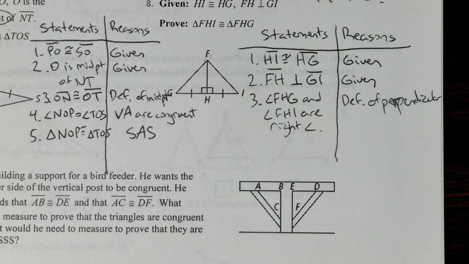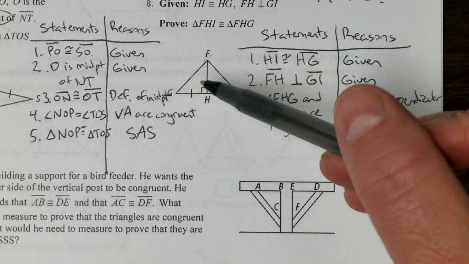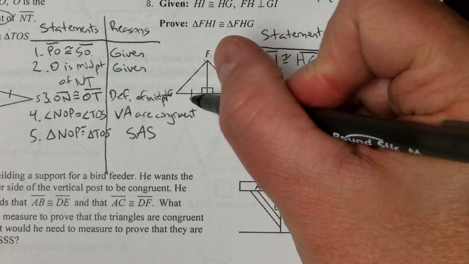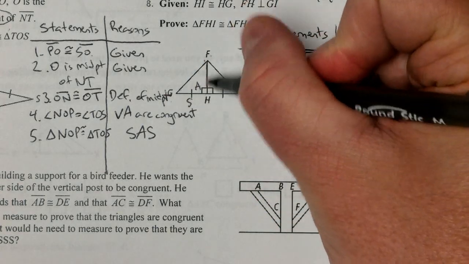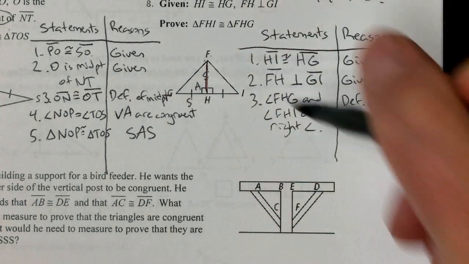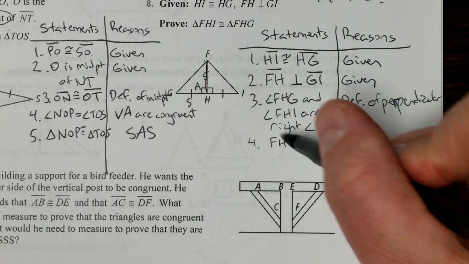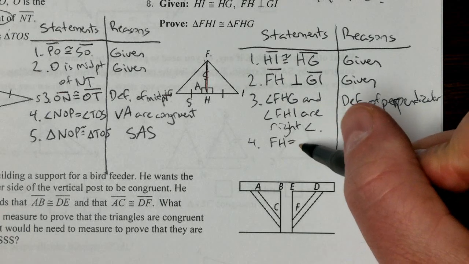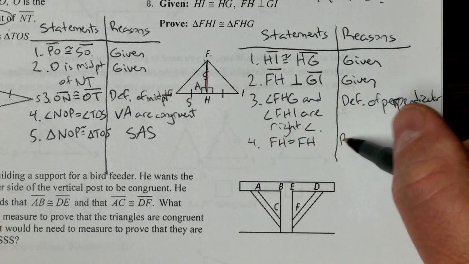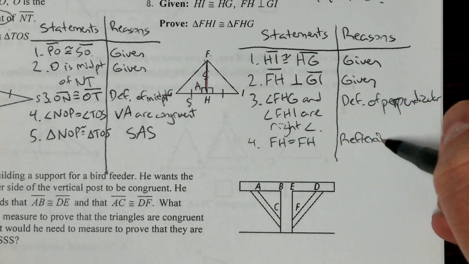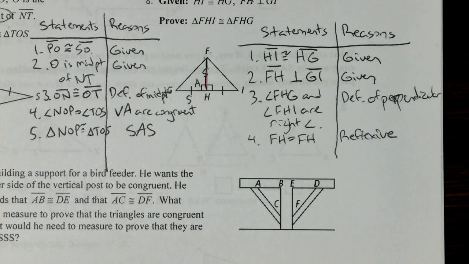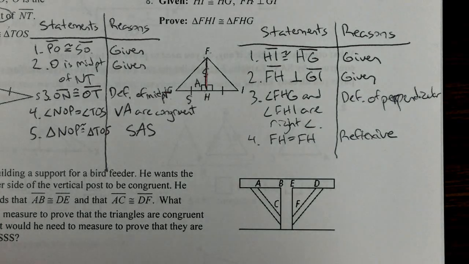Okay, the other thing we're going to need for this one is the side that's right in the middle, because we've got side and angle here, and then here's the side. So we'll put FH equal to FH, reflexive. I left off one step on accident.